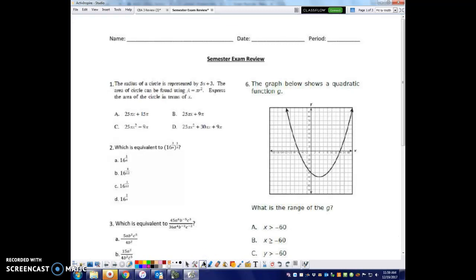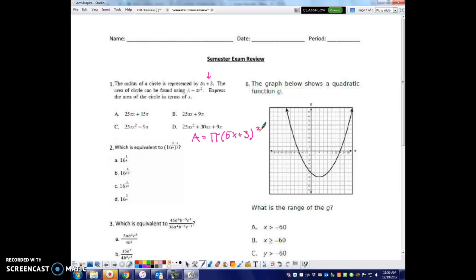Number 1 says, the radius of a circle is represented by 5x plus 3. The area of the circle can be found using A equals pi r squared. Express the area of a circle in terms of x. Okay, so we know it's A equals pi, and instead of r, we have the 5x plus 3, right? So 5x plus 3 squared, okay?